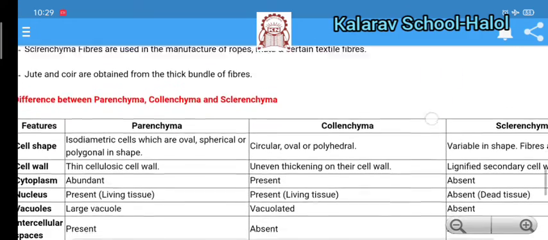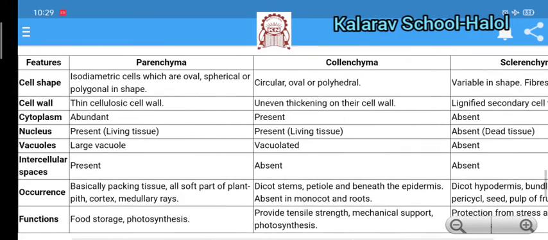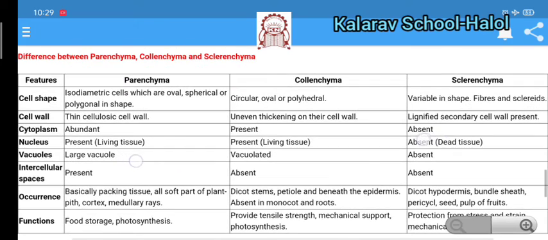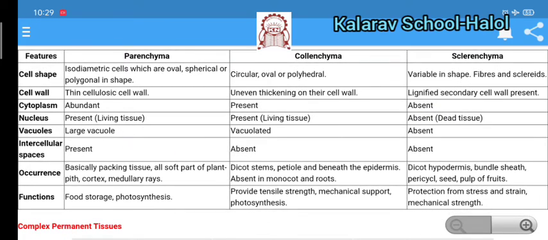Here is the difference between parenchyma, collenchyma and sclerenchyma. Here is the difference that you can study.